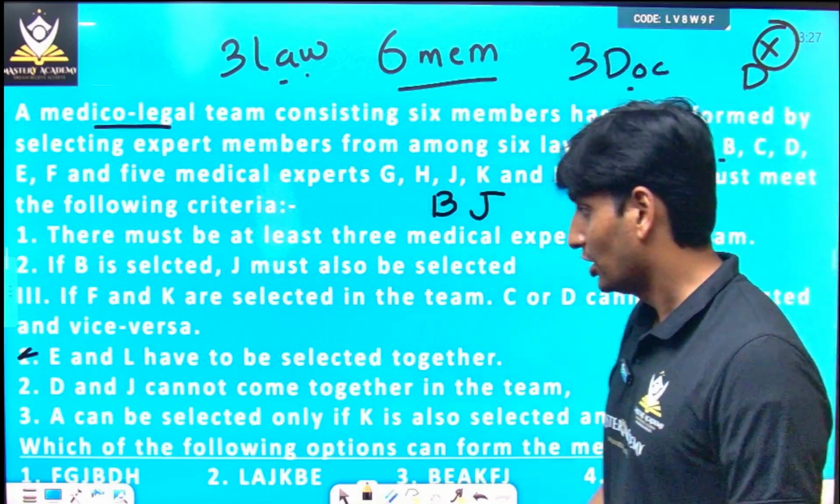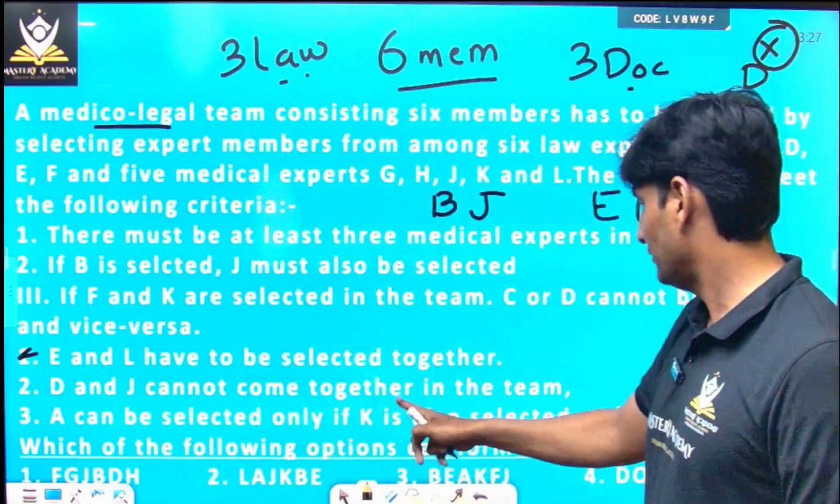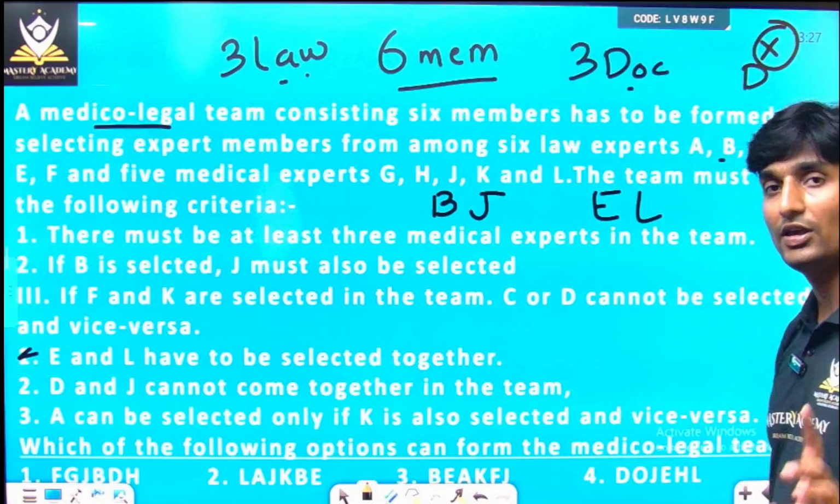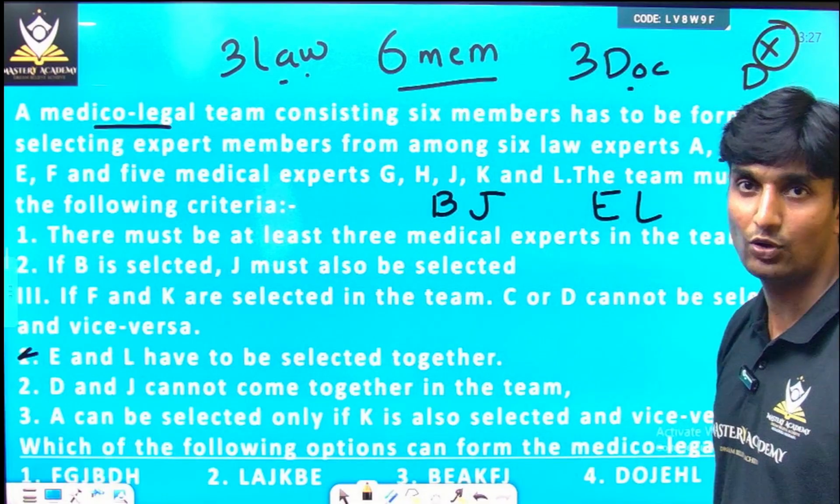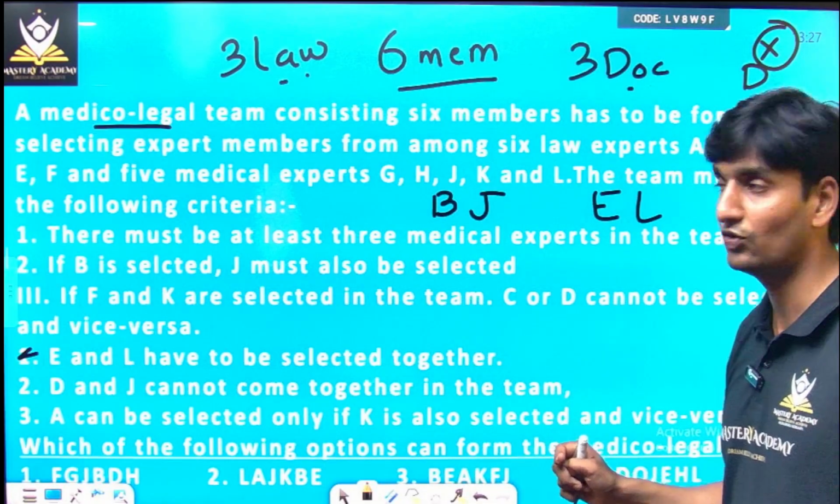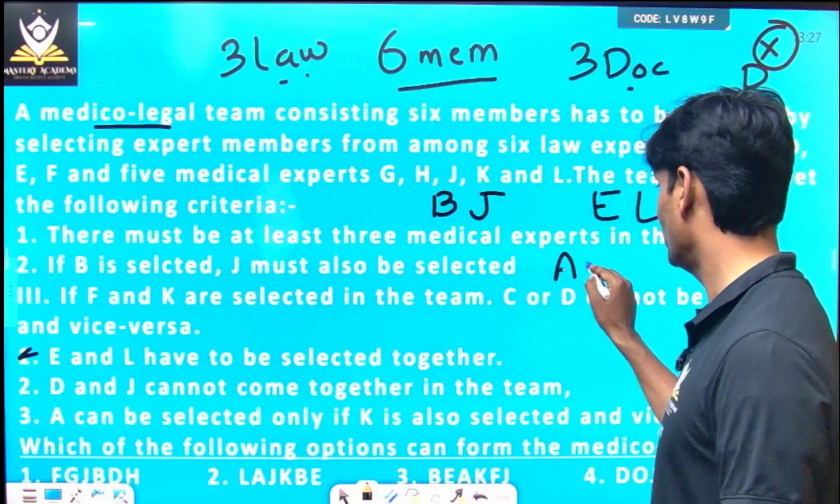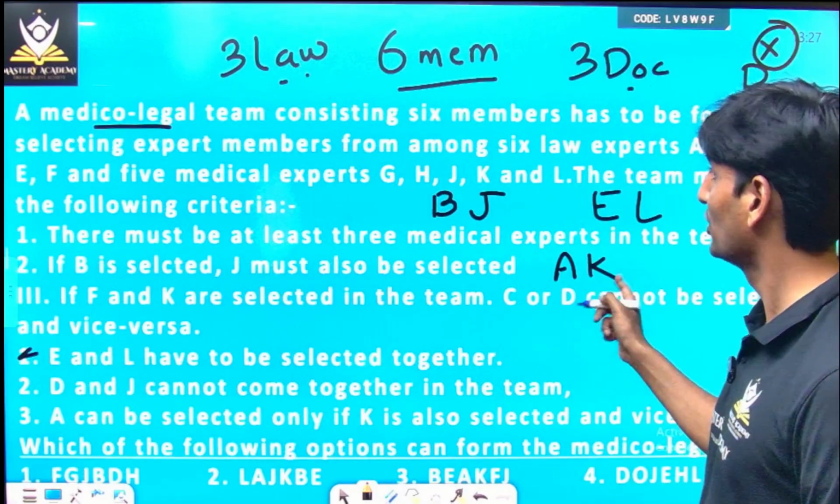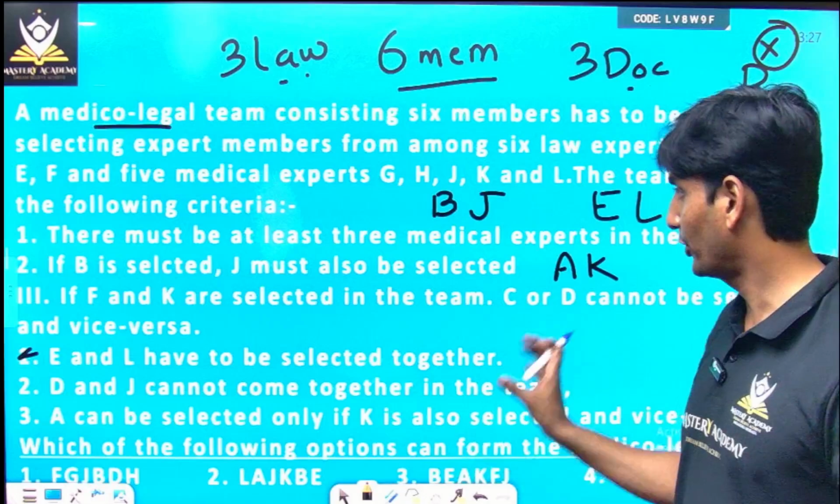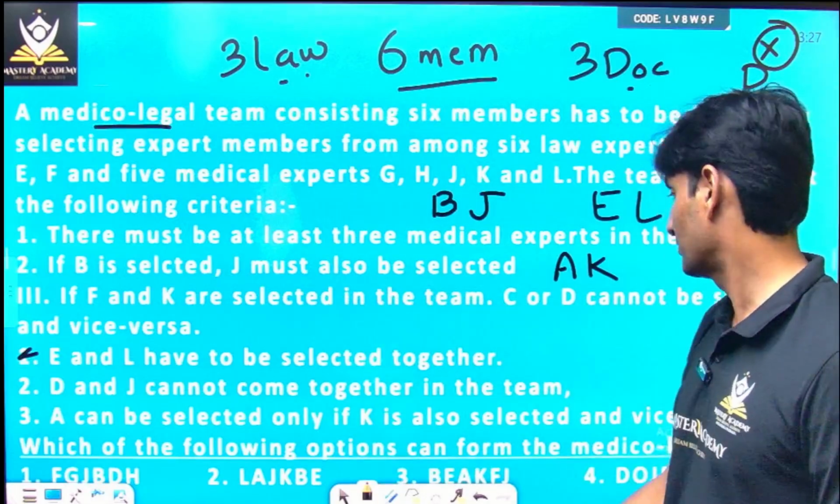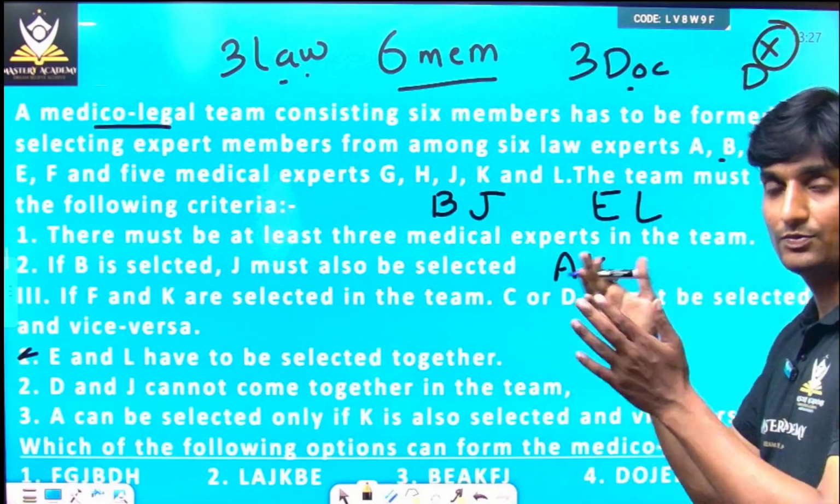Okay. Now A can be selected only if K is also selected. A can be selected only and only if K is selected. So that means A and K should be together. A is a lawyer, K is a doctor. And vice versa, which means in both directions.